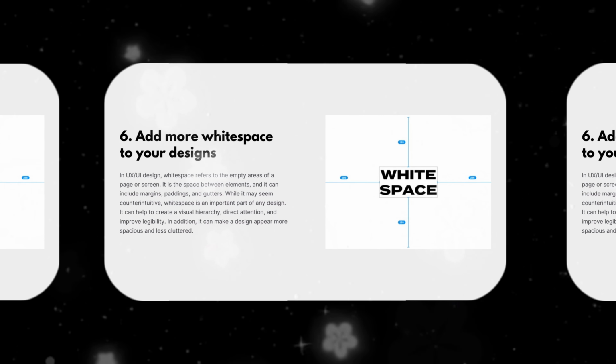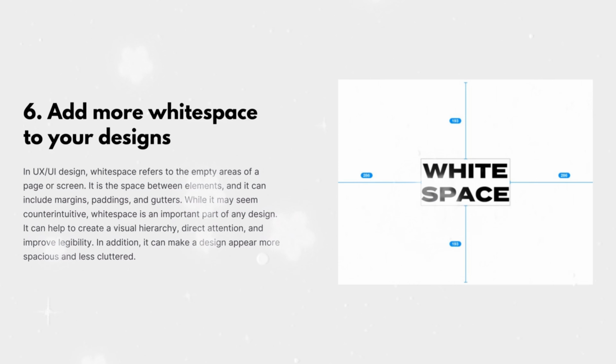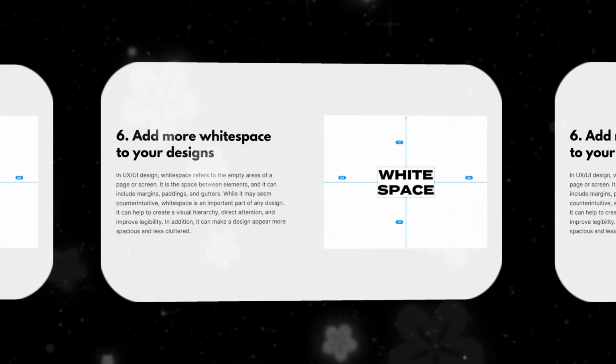In UX/UI design, white space refers to the empty areas of a page or screen. It is the space between elements, and it can include margins, paddings, and gutters. While it may seem counterintuitive, white space is an important part of any design. It can help to create a visual hierarchy, direct attention, and improve legibility. In addition, it can make a design appear more spacious and less cluttered.